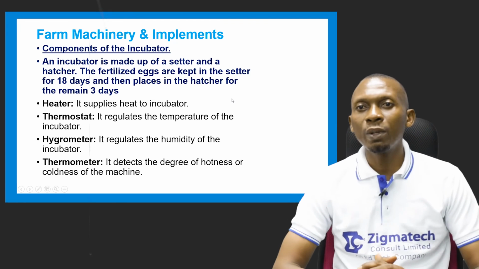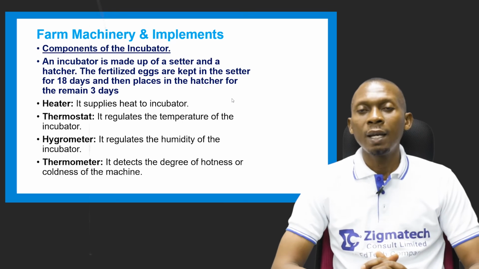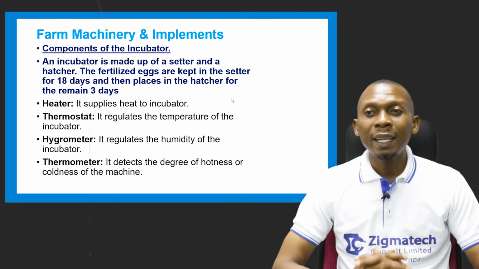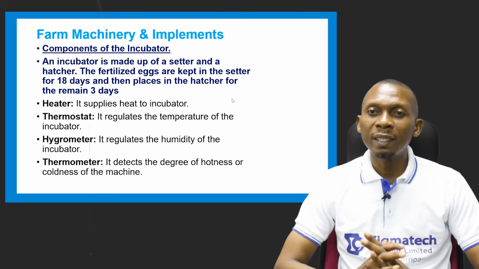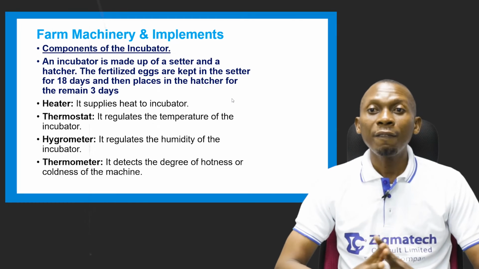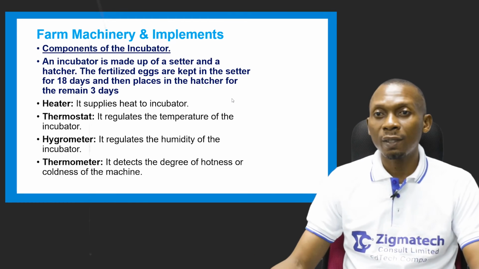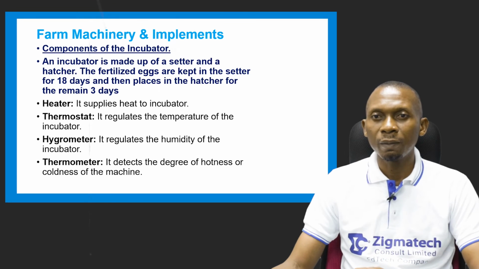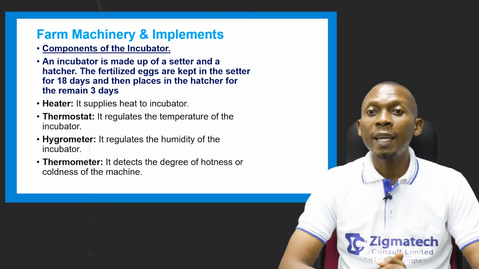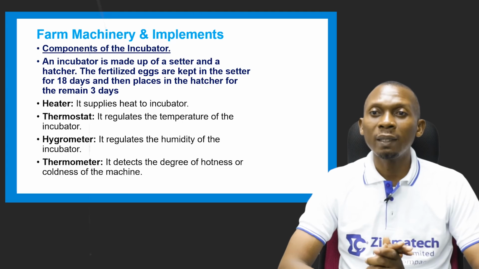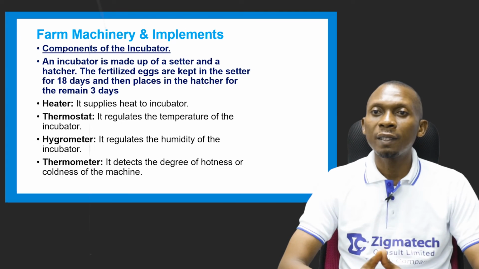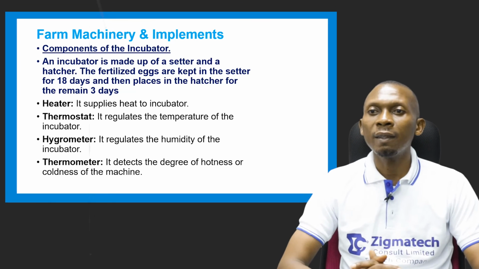Okay, let's look at the components of the incubator. An incubator is made up of a setter and a hatcher. Fertilized eggs are kept in the setter for 18 days, and after that, they are moved to the hatcher. For an egg to hatch, it takes 21 days for a chick to be produced. So 18 days first in the setter, then the remaining 3 days in the hatcher.